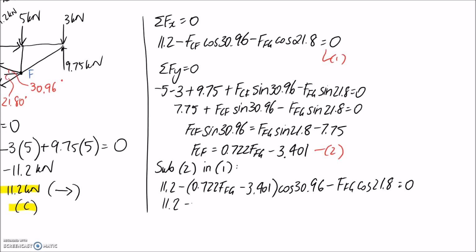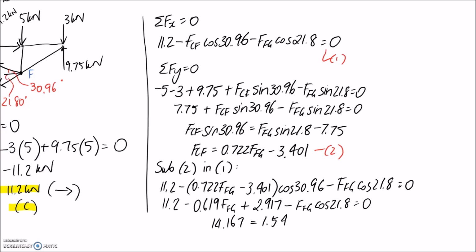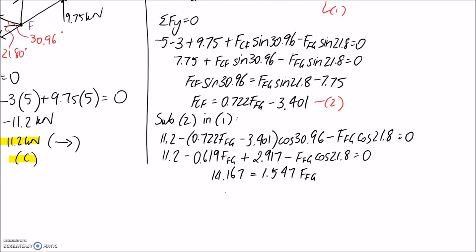expand out these brackets, I end up with negative 0.619 FFG, and this is going to become a double negative, so it's positive, and this times this comes out to be 2.917. So if I put these two constants together, 11.2 and 2.917, I end up with 14.167. And I'm going to swing this to the other side and this to the other side, the two terms with FFG. And when I put them together, I get 1.547. So I can get the force on its own. It becomes 9.2 kilonewtons, rounded.